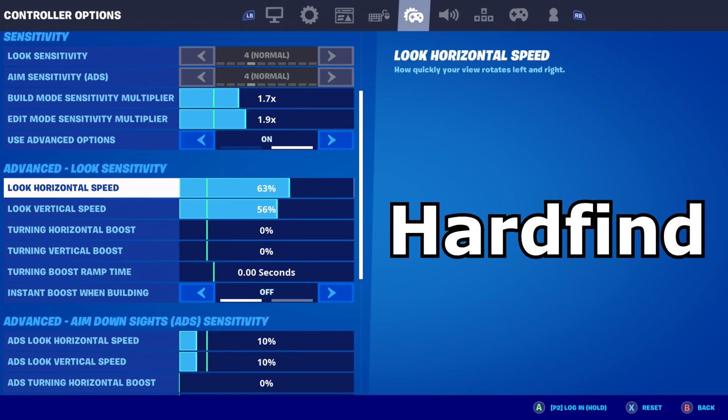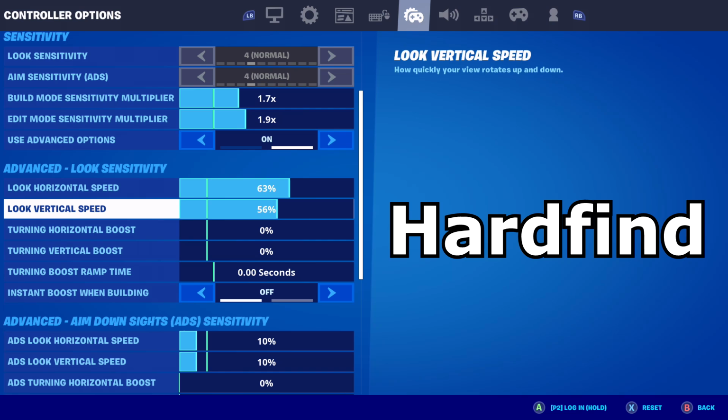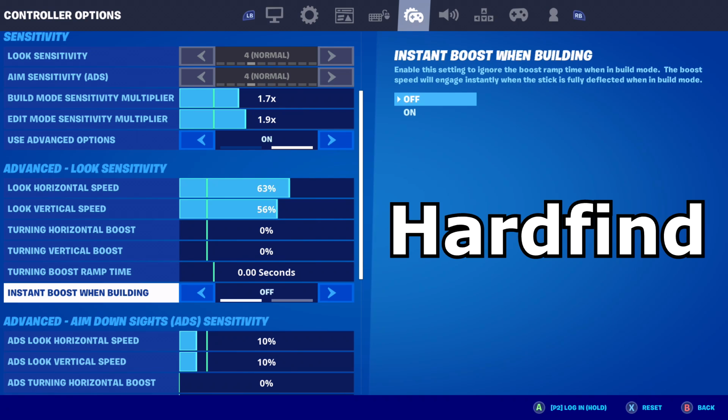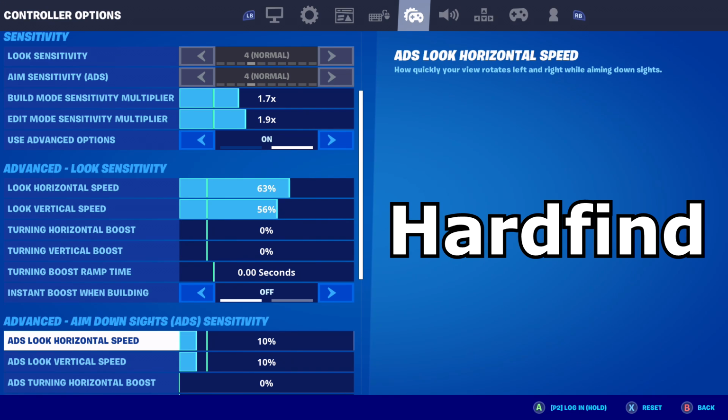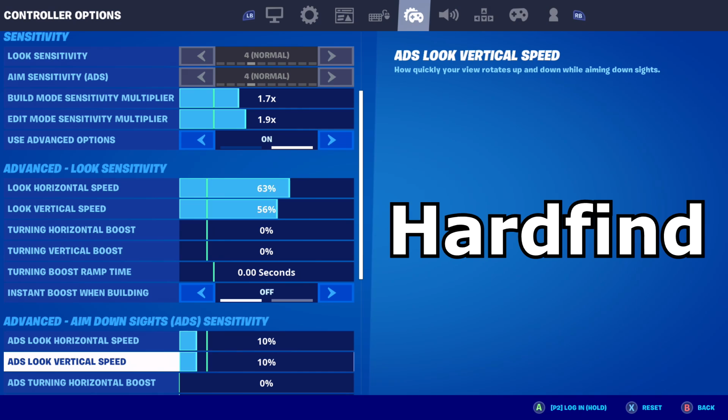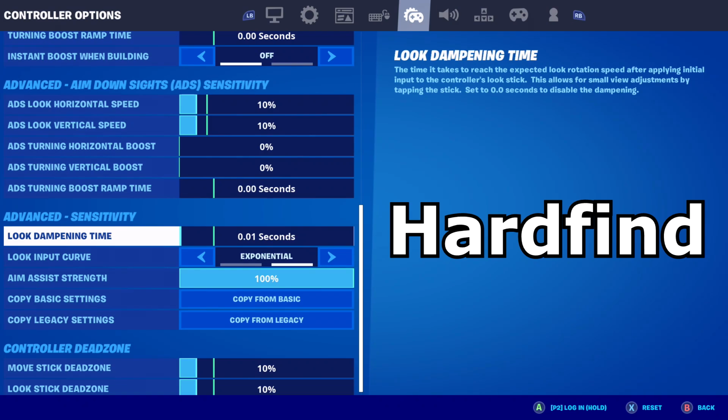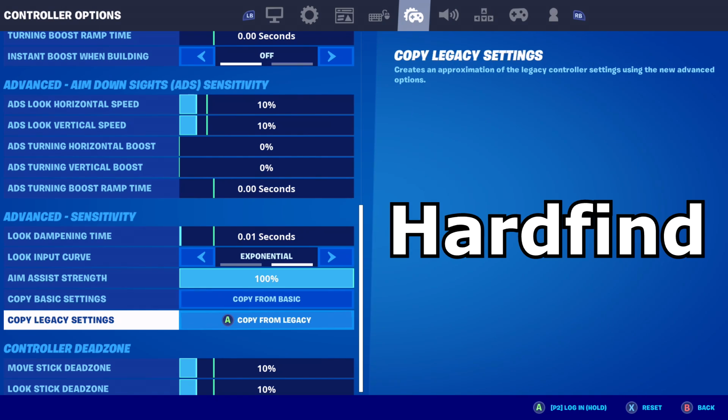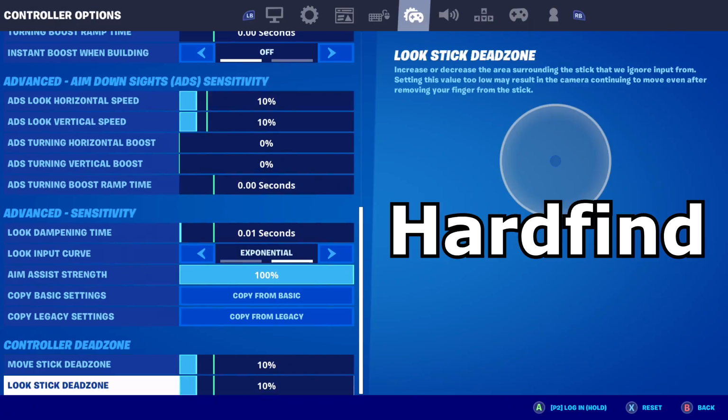Then he's using a 63% look horizontal speed and 56% look vertical speed with no boost. For ADS sense, he's using 10% for both horizontal and vertical, again with no boost. He's using a 0.01 second look dampening time for some reason, but that's pretty much the same as 0, I'd assume. And then 10% for both his move stick and look stick dead zone.